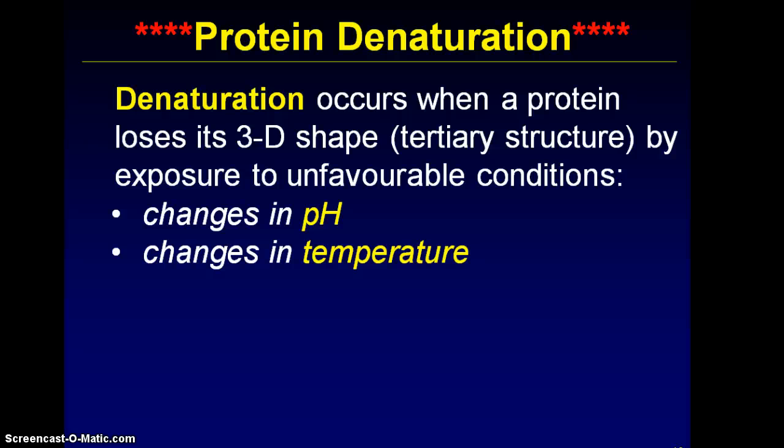If the conditions are outside of the favorable conditions, so we affect the temperature that the protein is exposed to, or we affect the pH that the protein is exposed to, then the three-dimensional shape of the protein is lost. It basically unravels, and that is known as denaturation. The protein loses its natural shape. So denaturation essentially refers to a loss of the three-dimensional tertiary structure due to unfavorable conditions such as changes in pH and/or changes in temperature.